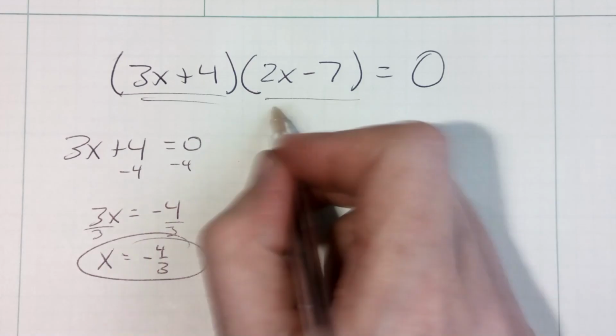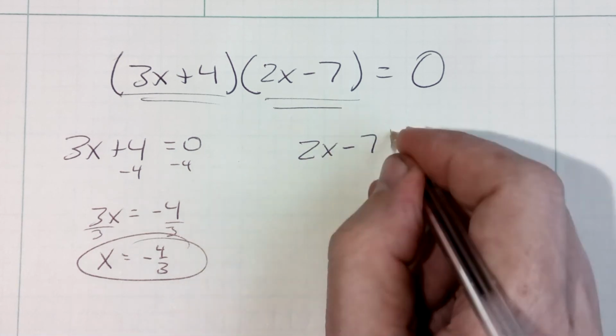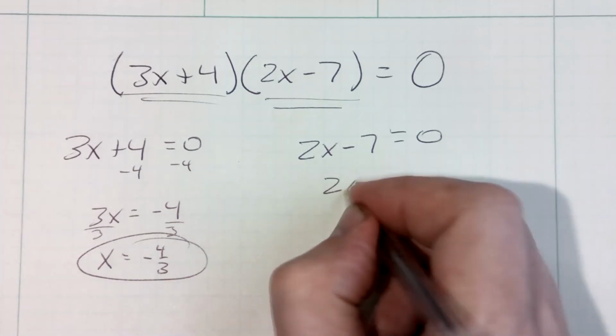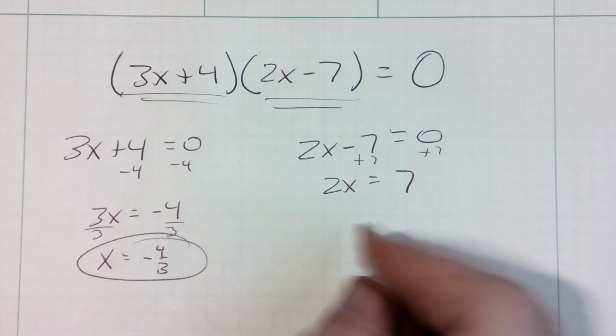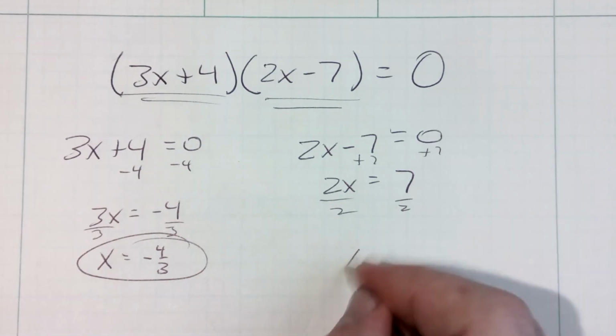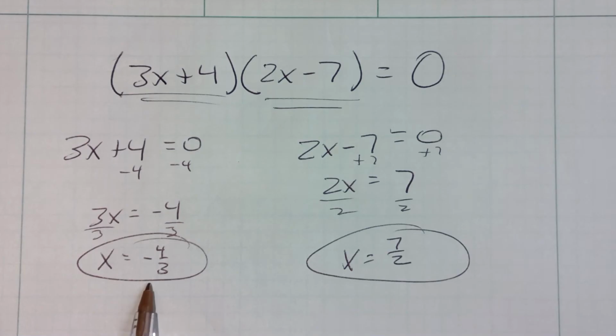Now we're going to do the same thing with the second factor. 2x minus 7 equals 0. We're going to do 2x equals 7 because I added 7 to both sides. Divide by 2, and I find out x could be 7/2 or 3.5. I get two solutions because either the first factor is 0, the second factor is 0, or they're both 0.